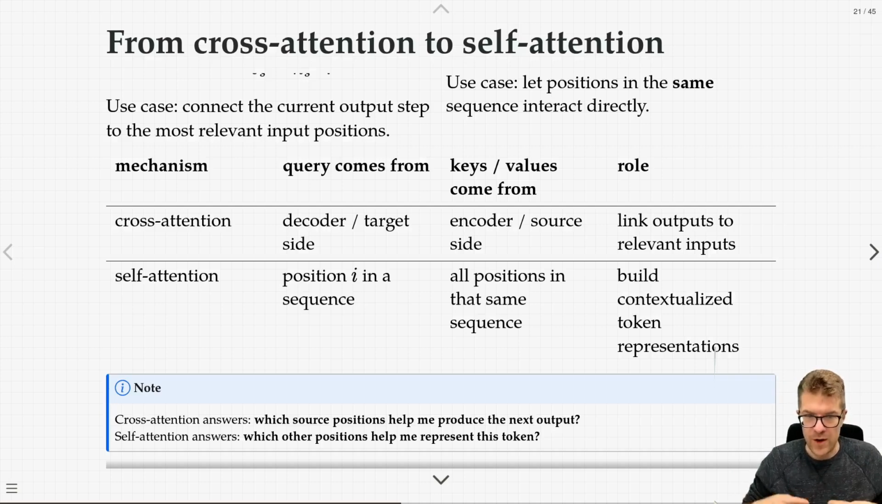Self-attention: the query comes from the word right now at position i. The keys and values come from all of the positions in that exact same sequence. I'm paying attention to myself now as a sequence. And then the role will be to build up better contextual token representations for right now.